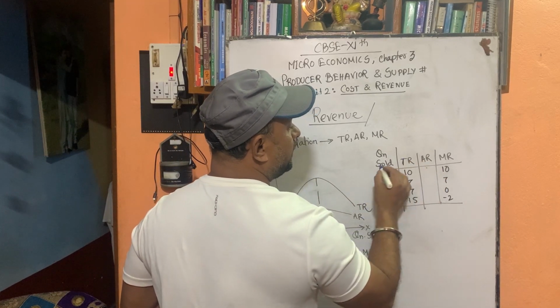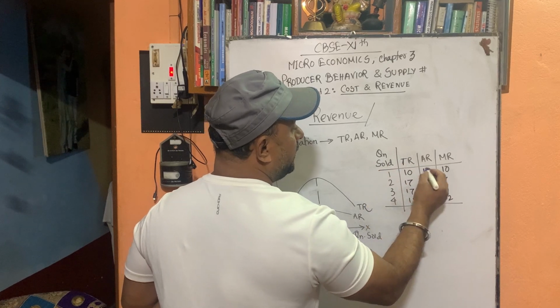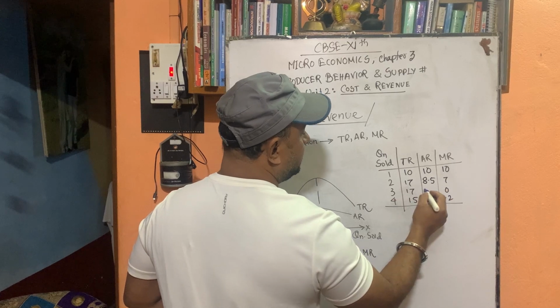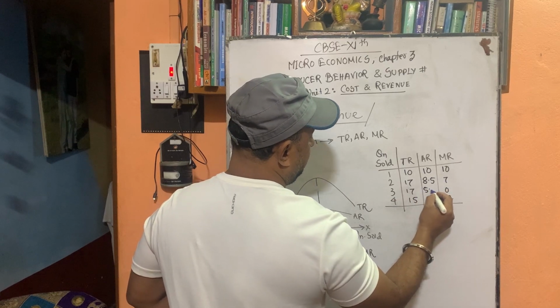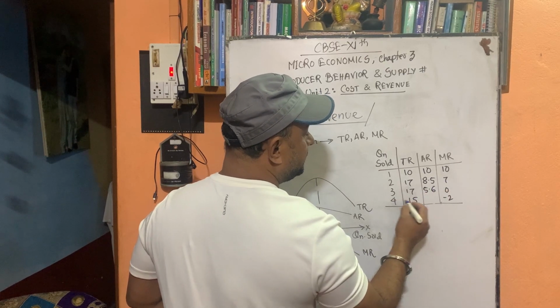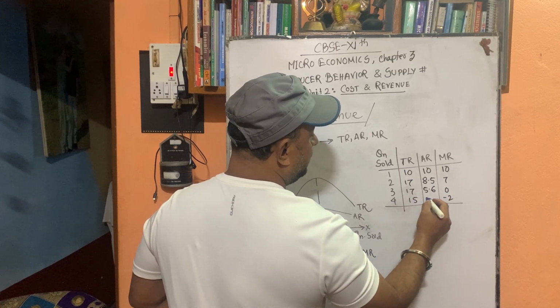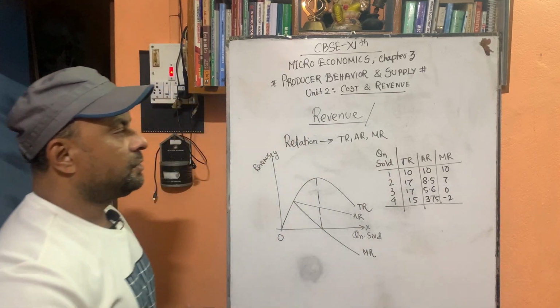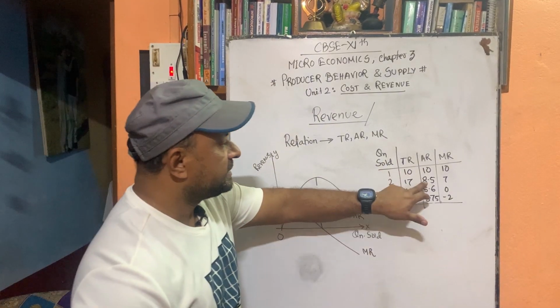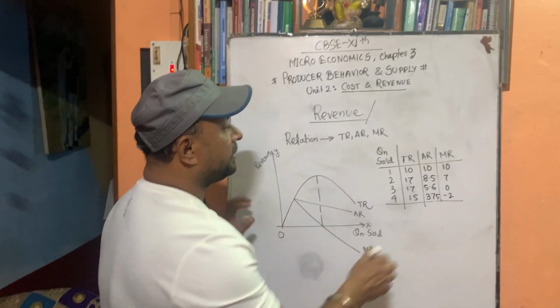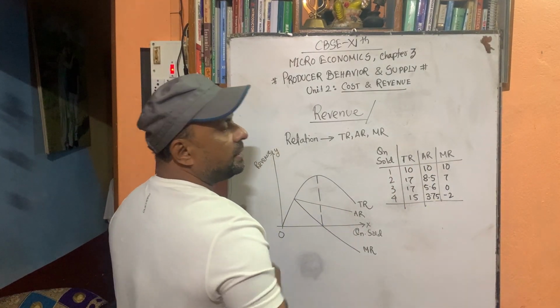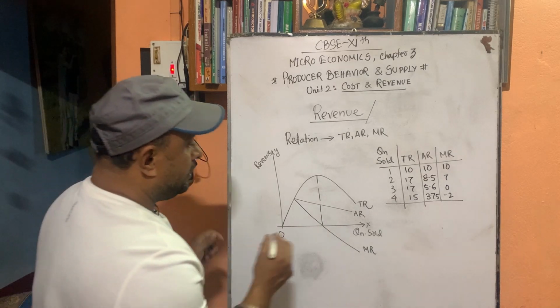Average is what? Ratio between total and quantity sold. 10 by 1, 10; 17 by 2, 8.5; 17 by 3, 5.6; 15 by 4, 3.75. So average revenue also continuously decreases. See, it decreases continuously. Now how are they related?